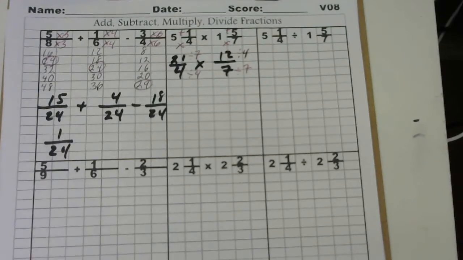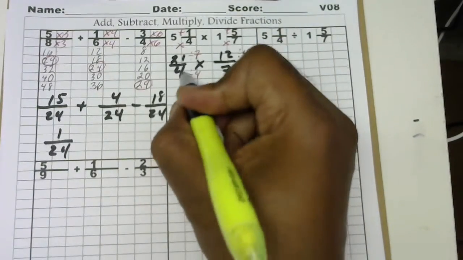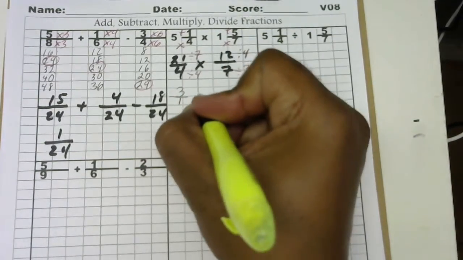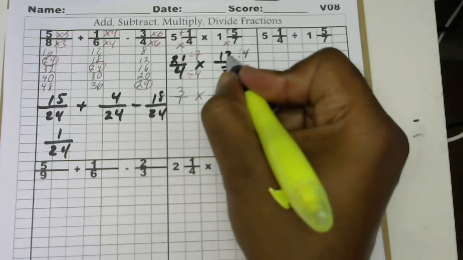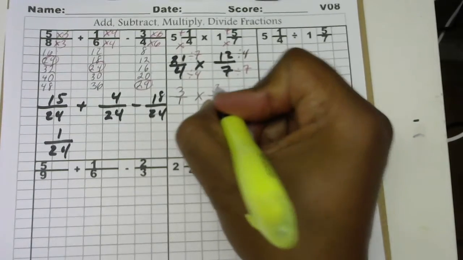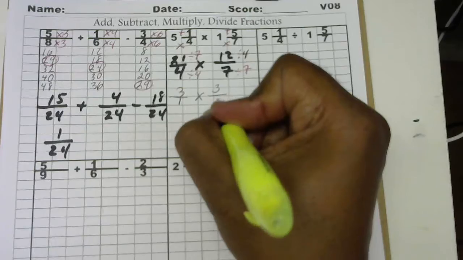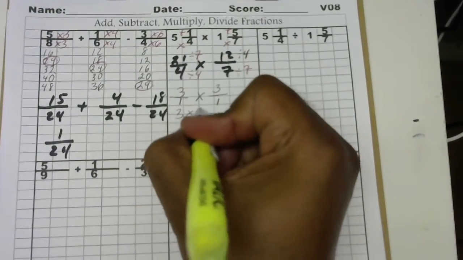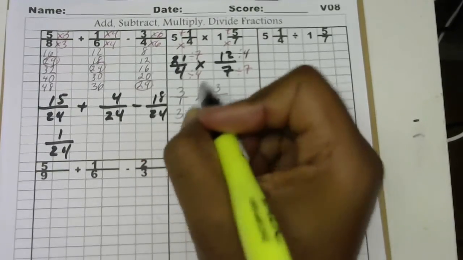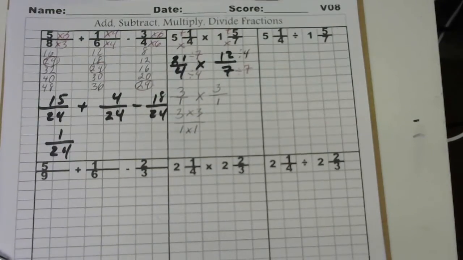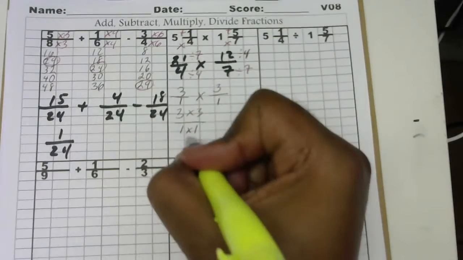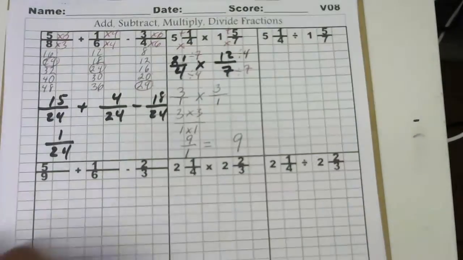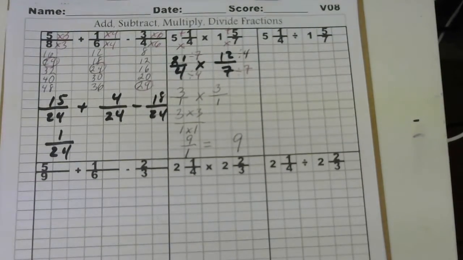So let's do some division here. So 21 divided by 7 gives us 3. 4 divided by 4 gives us 1. 12 divided by 4 gives me 3. And 7 divided by 7 gives me 1. Now my multiplication is, numerators are 3 times 3, and my denominator is 1 times 1. 3 times 3 gives me 9, and 1 times 1 gives me 1. And that will simplify down to a 9. 9 over 1 simplifies to 9.